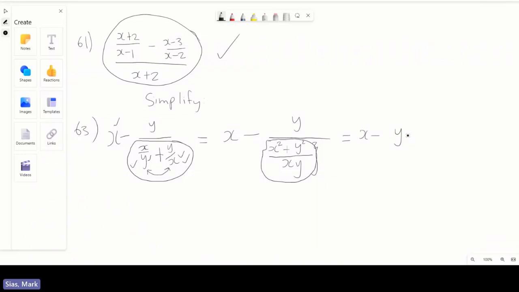Because I'm dividing y by that, I'm multiplying, in essence, y times xy over x squared plus y squared. You guys understand it, guys?